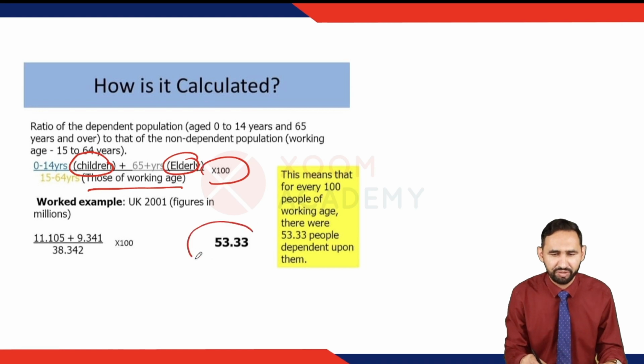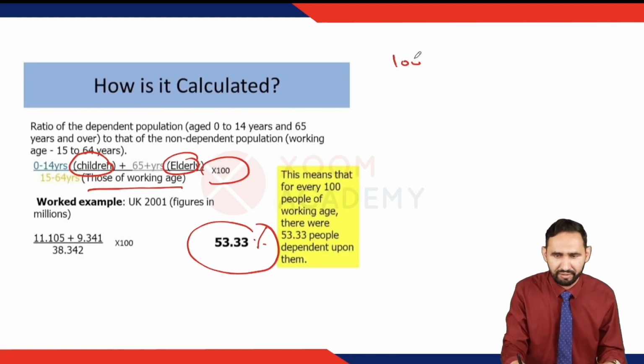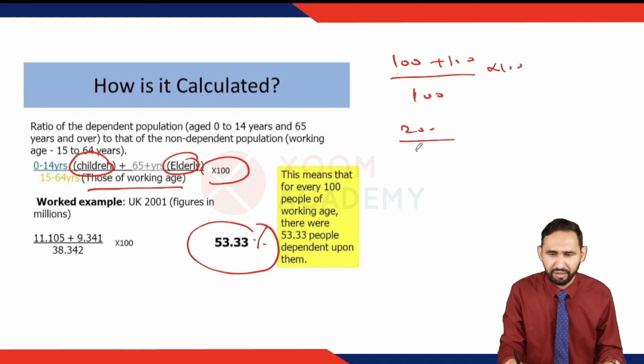This is the dependency ratio of the United Kingdom. It is 53 percent. A lower dependency ratio indicates that the working population is greater, and the number of independents is greater. We can take another example. If 100 are younger dependents, 100 are older dependents, and only 100 are independents, we calculate 200 divided by 100 multiplied by 100. Dependency ratio will be 200%. This is greater.